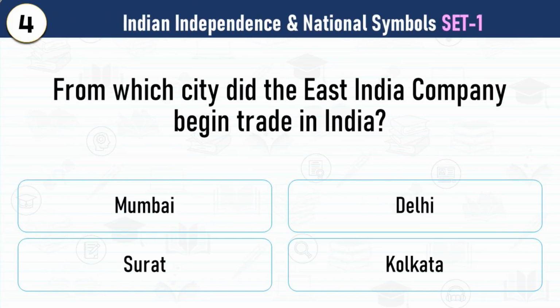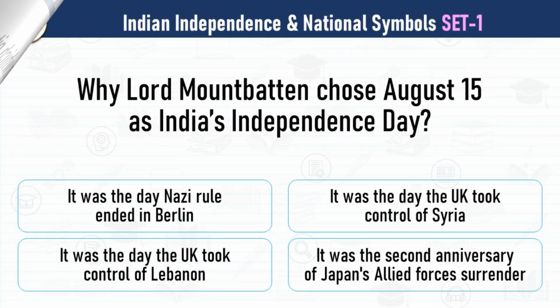Question number 4. From which city did the East India Company begin trade in India? Correct answer is the East India Company began trade in India from Surat city of Gujarat. Question number 5. Why Lord Mountbatten chose August 15th as India's Independence Day?